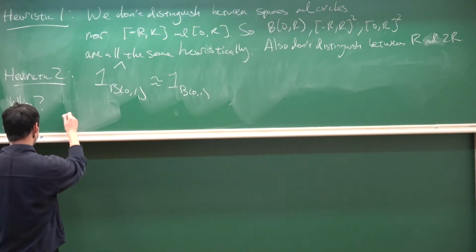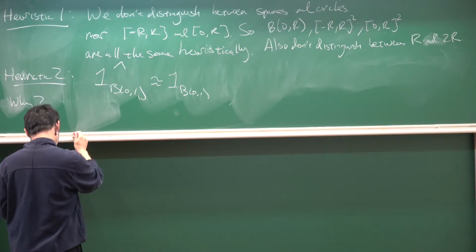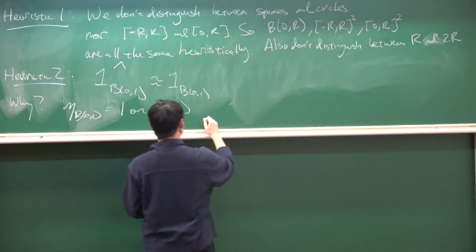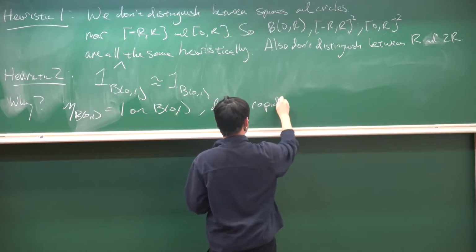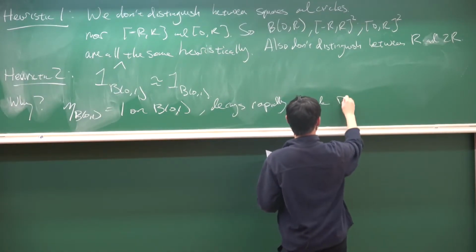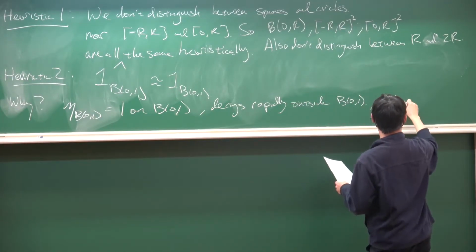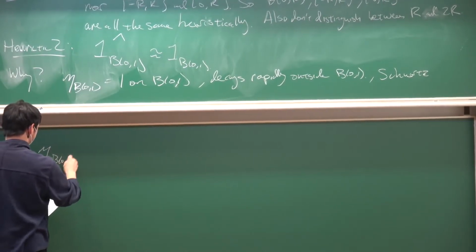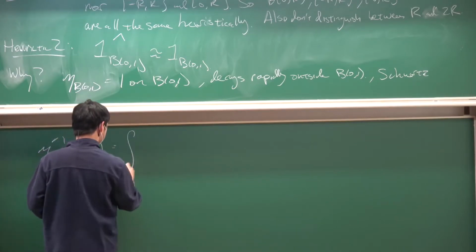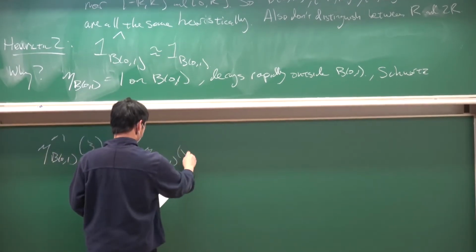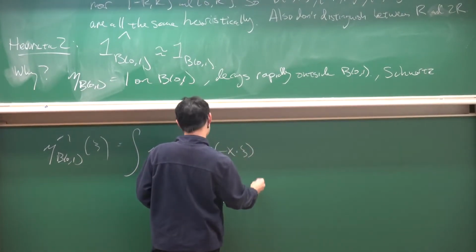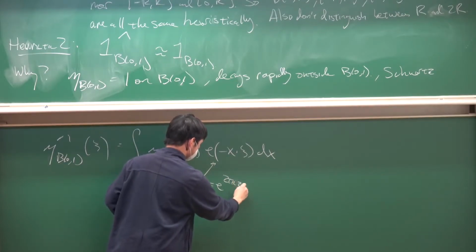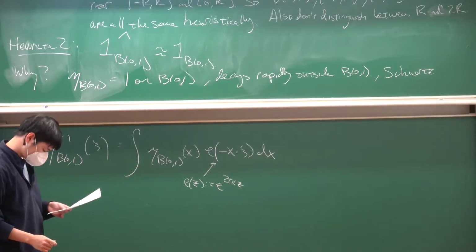So just to put more details to that, we're going to let eta_B01 equal 1 on B01 and decay rapidly outside B01. Okay, and it's a Schwartz function. Well then what's the Fourier transform? Well, we just do calculus. Eta_B01 hat of ξ is just the integral of eta_B01 of x times e of minus x dot ξ dx. And what is this notation? e of z is the notation for e to the 2 pi i times z. Okay, that's just shorthand.